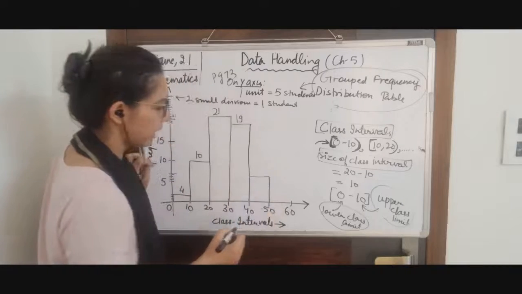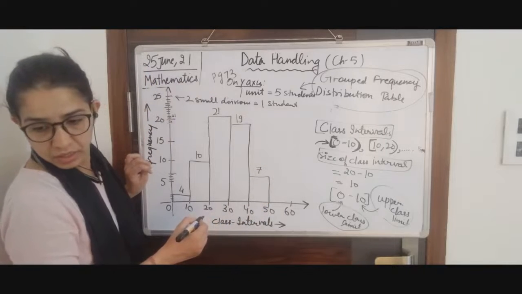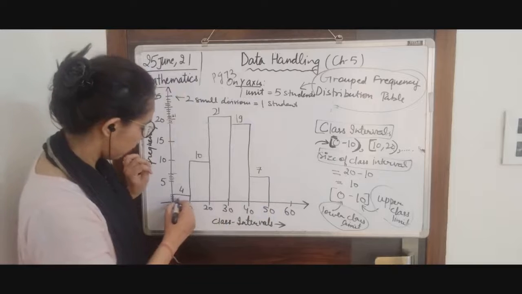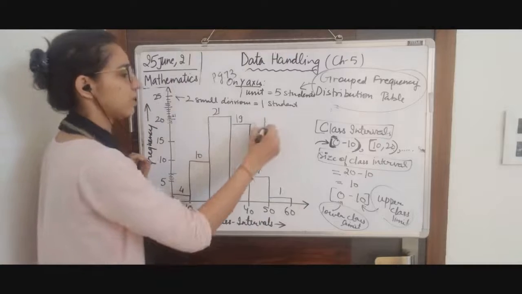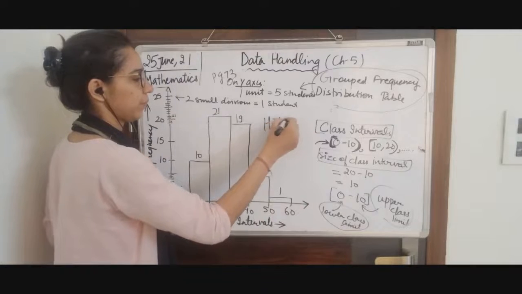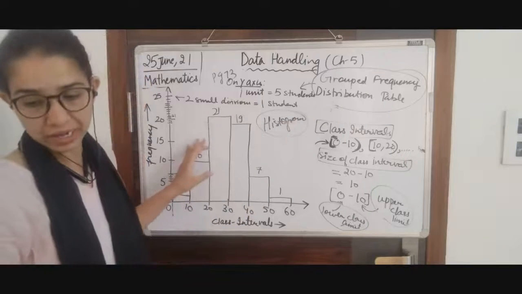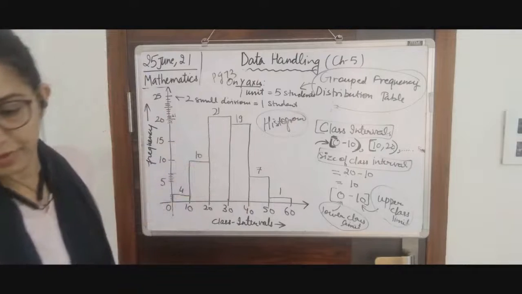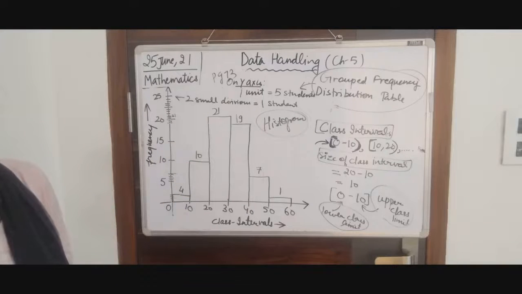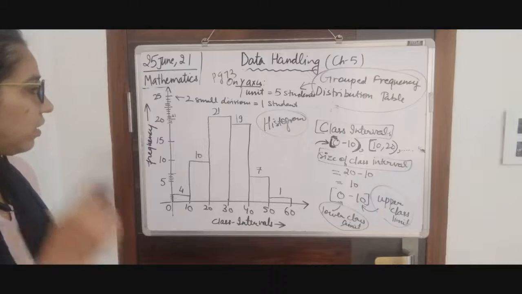You will be using proper graph paper, ruler and pencil to represent your data. 50 to 60 is 1. So after 2 divisions, it will be like this. This is 1. So this is our histogram. The last step is to give a title to your histogram. It will be the distribution of students as per their marks. Okay. So this is the histogram.